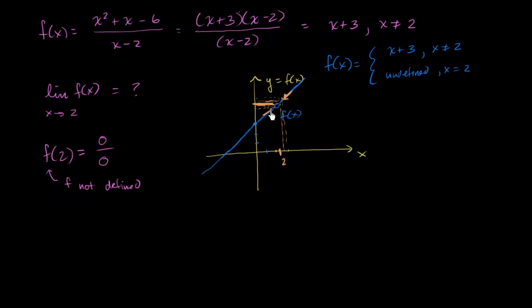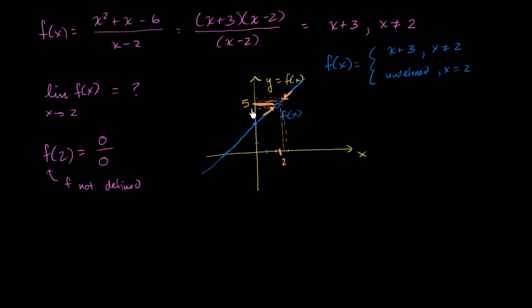If we ride this line from the negative direction, from values less than 2, we seem to be approaching this value right over here. And this is essentially the value of x plus 3 if we set x equal to 2. So this value right over here is equal to 5. If we just look at it visually, if we just graphed a line with slope 1 with a y-intercept of 3, this value right over here is 5.